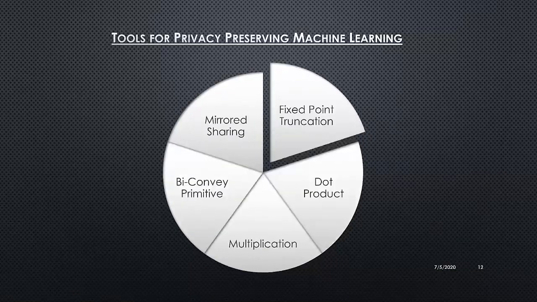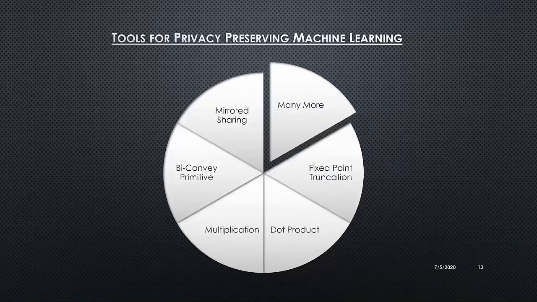The next one is fixed point truncation. As we know, when we multiply two ring elements, it's possible that the product might overflow from the range that we have defined. So in order to prevent such overflows, we perform truncation after a fixed set of multiplications. And there are many more that are mentioned in the paper, which you can have a look at.